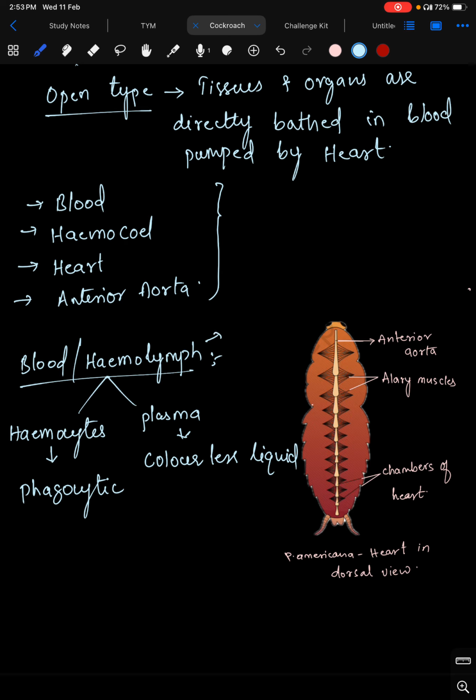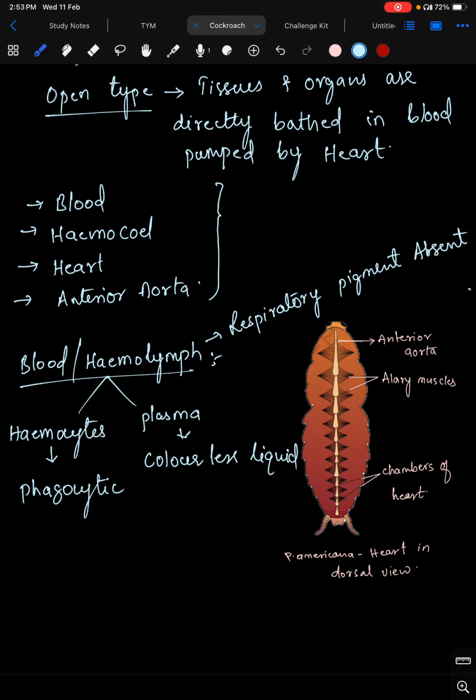And here the respiratory pigment is absent. Why is the respiratory pigment absent? Because here respiration is by the help of tracheoles. Here the tracheoles are directly embedded in the tissues. So we will see this in the respiratory system of the cockroach. That's why the respiratory pigment is absent.